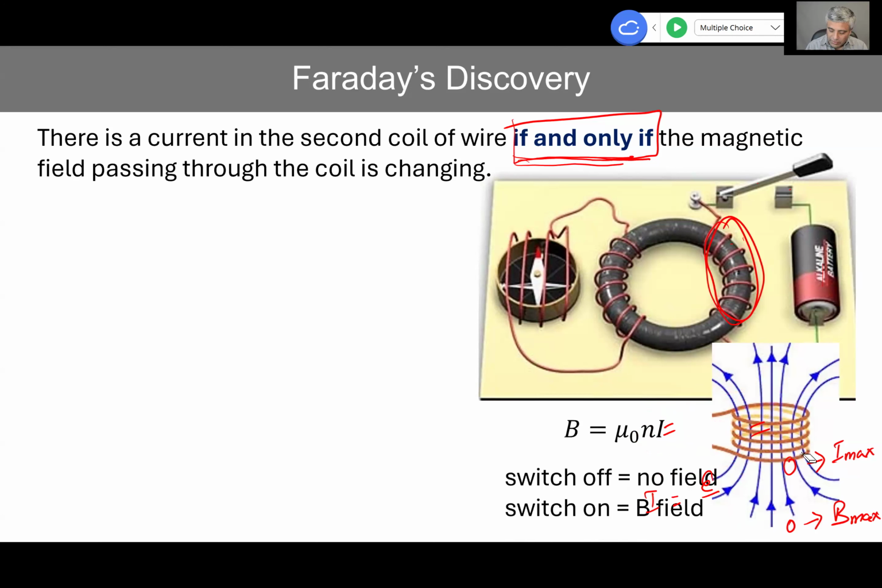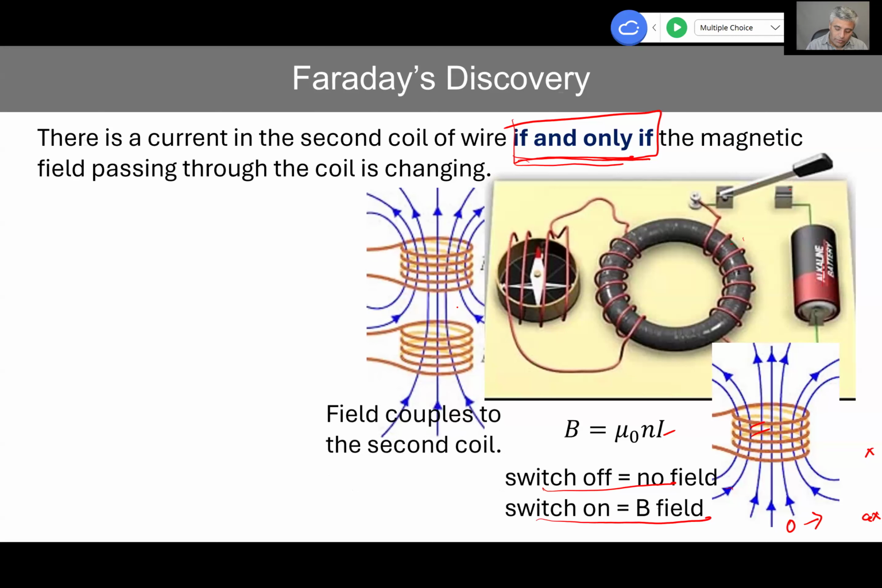So just like I was saying, in this coil, when current is passing, there is this flux passing through that. We can talk in terms of field or flux. So switch off, no field. Switch on, there is field. So it goes from no field to field. So the field changed means flux changed.